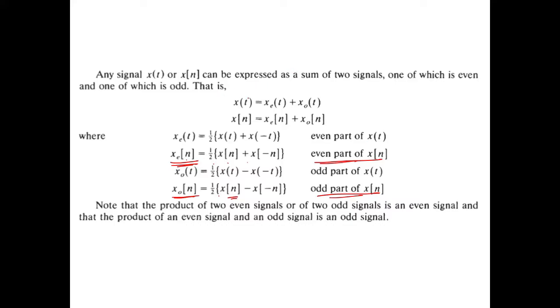Now any signal is given by the even component plus the odd component. This is important to note. Another important thing is that when we multiply two even signals or two odd signals, the resultant signal we get is an even signal. And if we multiply an even signal and an odd signal, then the signal would be an odd signal.